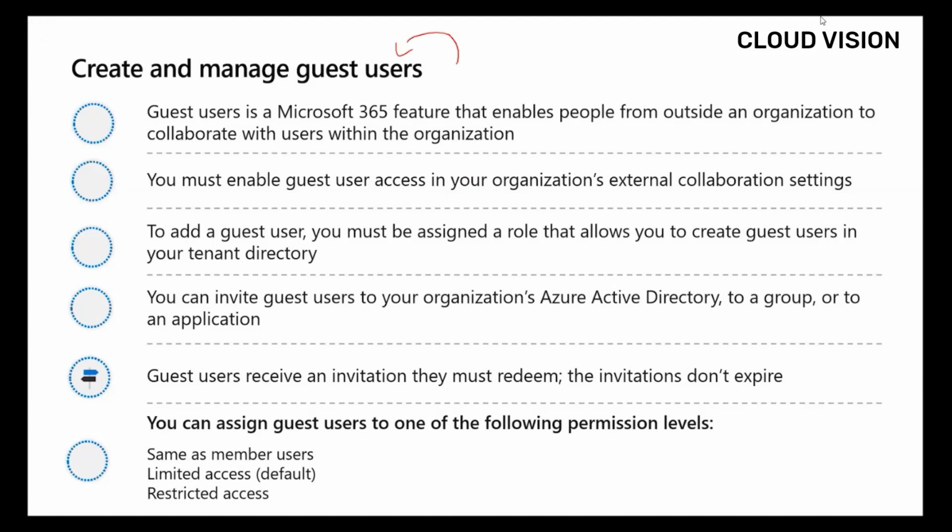But before that, you have to enable the guest user access setting, or what we call the external collaboration settings, from your Entra Admin Center. And by default, all of your users, including guests, are allowed to invite guests outside your organization. Guest users will receive an invitation that they must redeem, and the invitations do not expire.